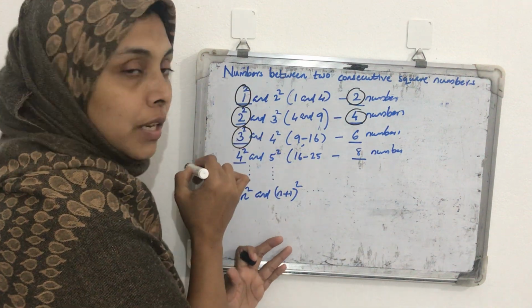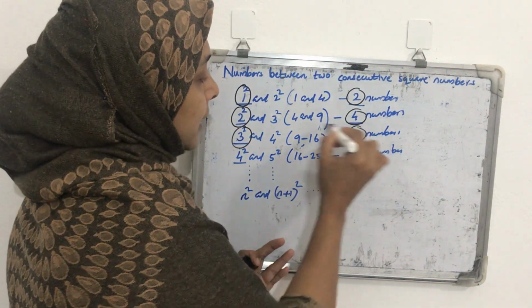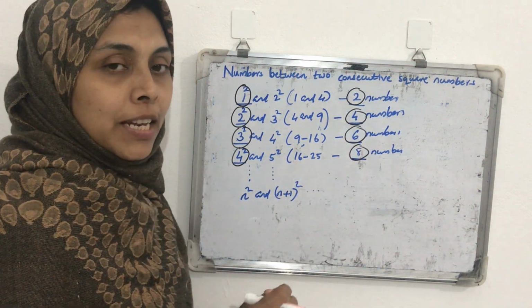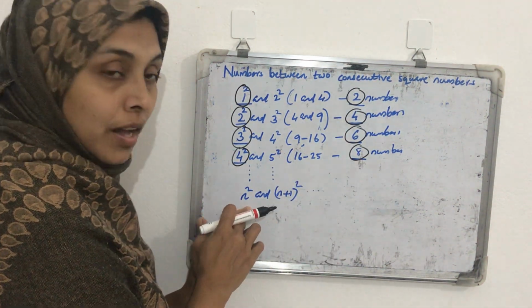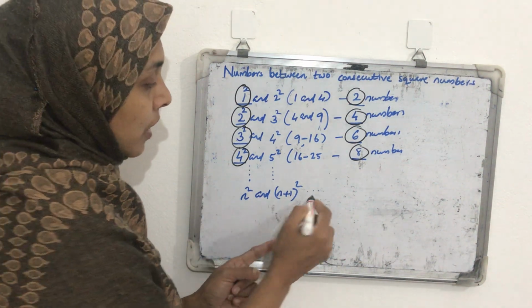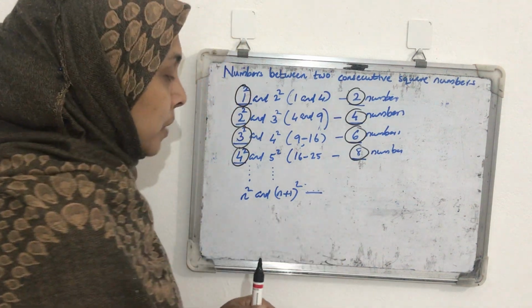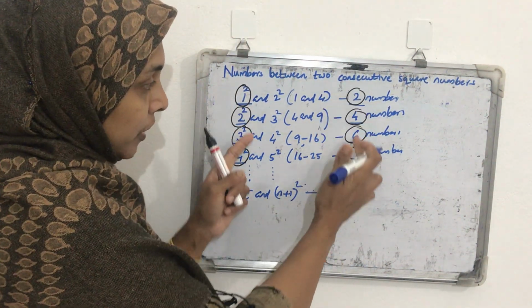If here it is 3 square, we got here 6, 4, 8. Did you get any pattern? So if it is n square and n plus 1 whole square, how many non-perfect square numbers will be there? Can you find out from this pattern?